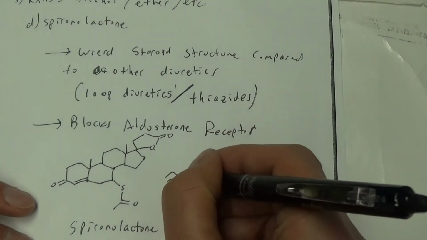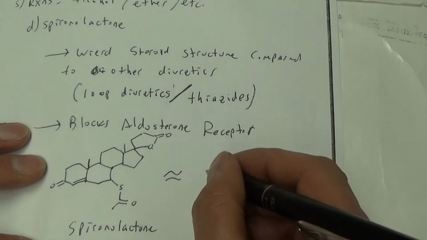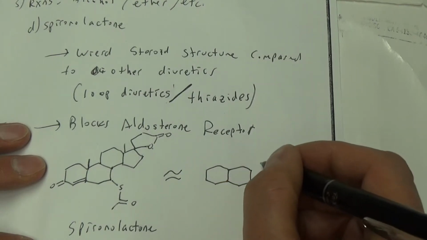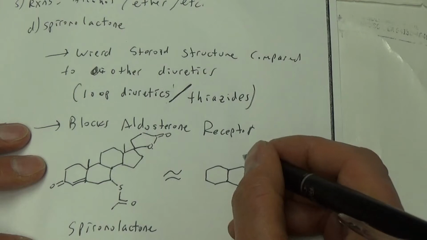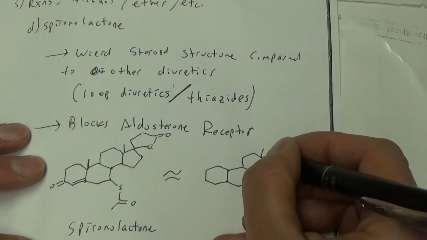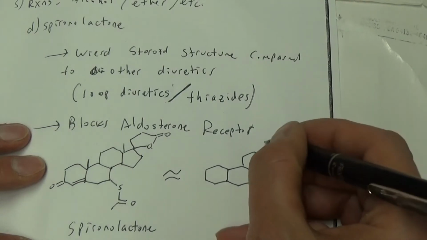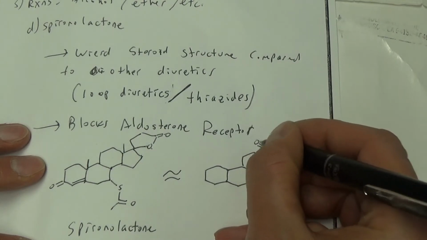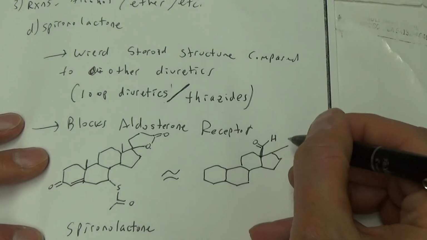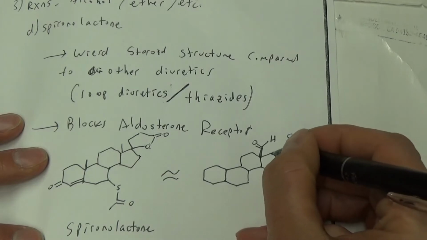It has some structural similarity to aldosterone, which is another steroid. It does not have the lactone. Interestingly, it doesn't have the second methyl; it's an aldehyde up here, and it actually has a ketone, an alpha hydroxy ketone. So there are some differences.